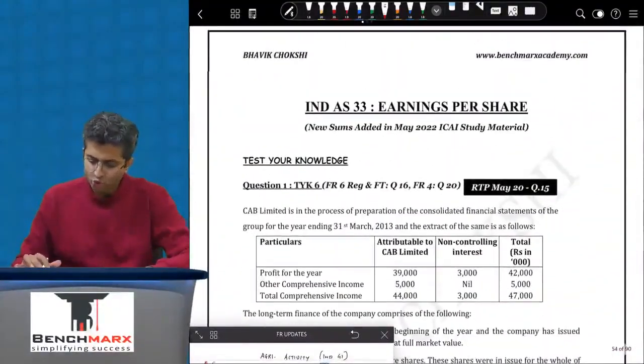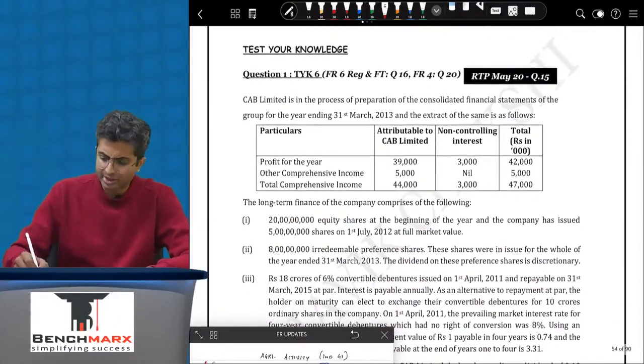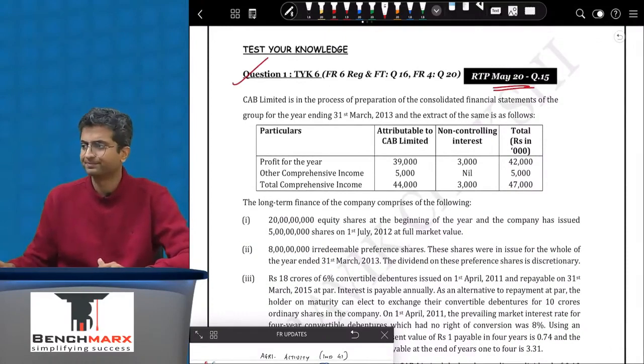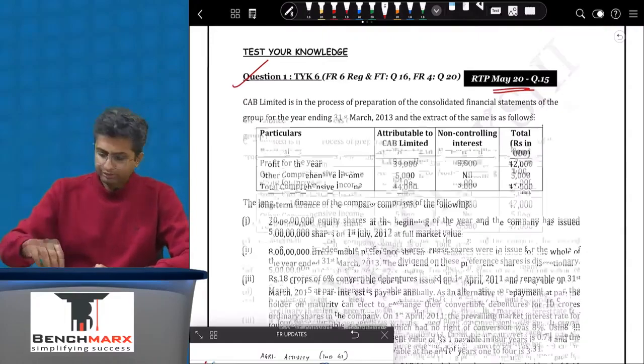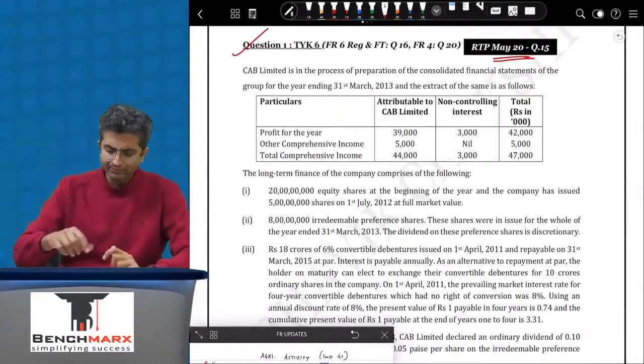Okay, next you go to Index 33. This is a fairly interesting question as well. It's a slightly old question, RTP May 2020 question, but it is a slightly interesting question. Okay, so let's go to question number 1.